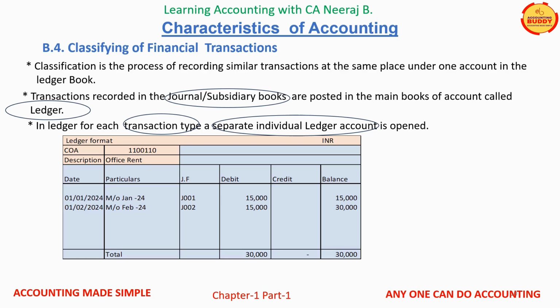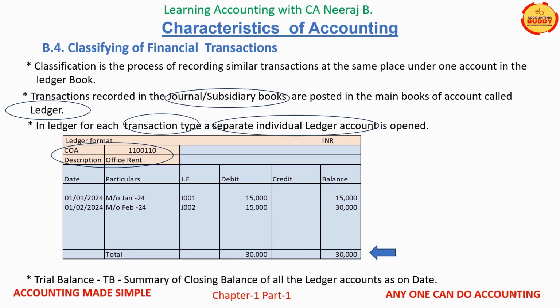A ledger account shows the accumulated total value of the transactions for a reporting period. For example, in the ledger account on your screen, the business has paid total amount of INR 30,000 as office rent for 2 months. Likewise, closing balance of all the ledger accounts is summarized in a document called trial balance.